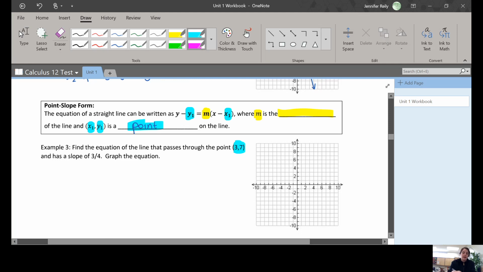So that's going to be our point and has a slope of 3/4. So the x value in this point is going to be our x1, and then the y value is going to be y1 in the equation. So y minus y1 equals m, x minus x1.